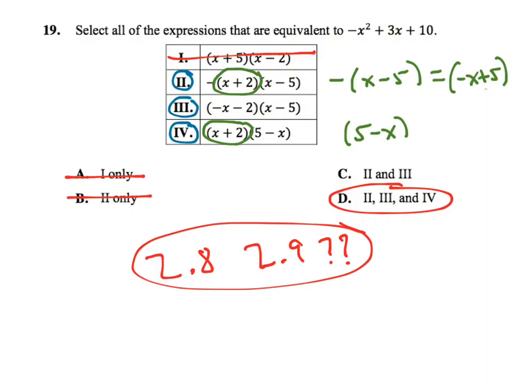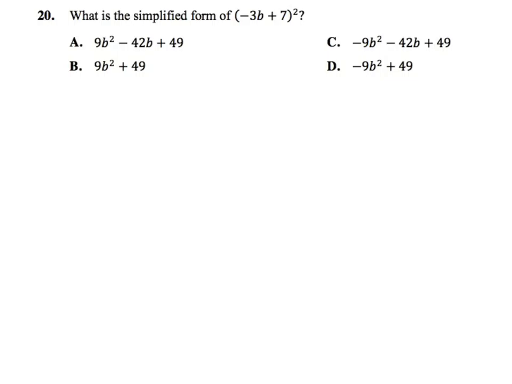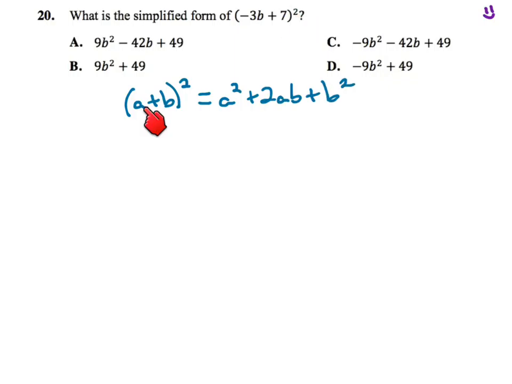That is just multiplying binomials. What is the simplified form of negative 3b plus 7 squared? You could solve this a couple different ways. The way I solved it at first was to know the pattern. This is a binomial squared, so I've got a plus b squared equals a squared plus 2ab plus b squared.